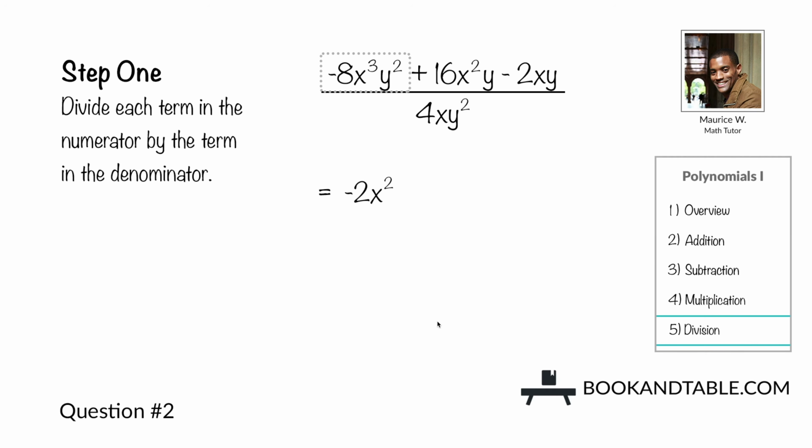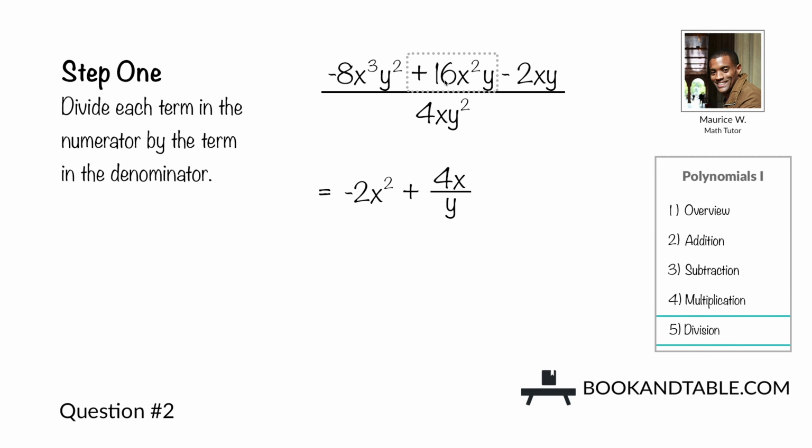Question number 2. We're asked to find negative 8x cubed y squared plus 16x squared y minus 2xy divided by 4xy squared. Step 1, divide each term in the numerator by the term in the denominator, giving us negative 8 divided by 4, which is negative 2. X cubed divided by x is equal to x squared. 3 minus 1 is 2. Then we have y squared divided by y squared, which is equal to 1. So those cancel each other out.